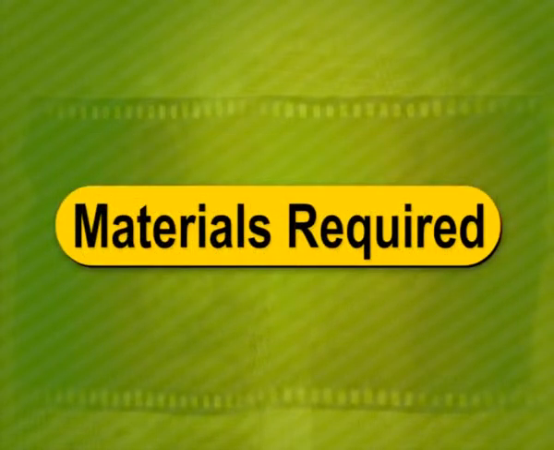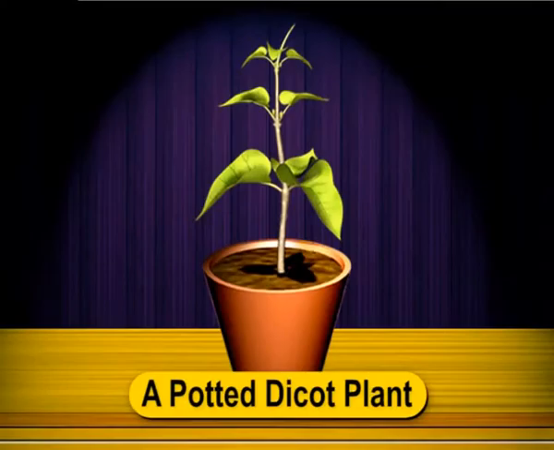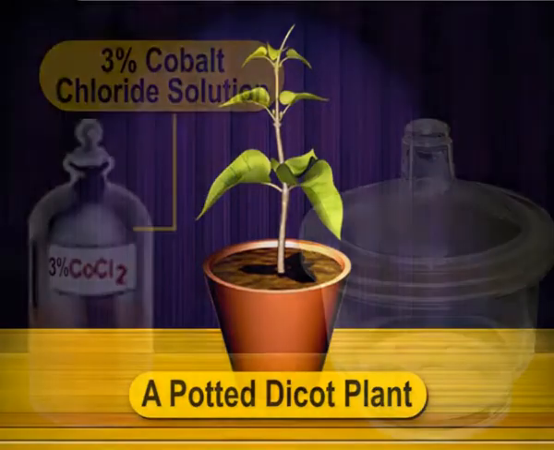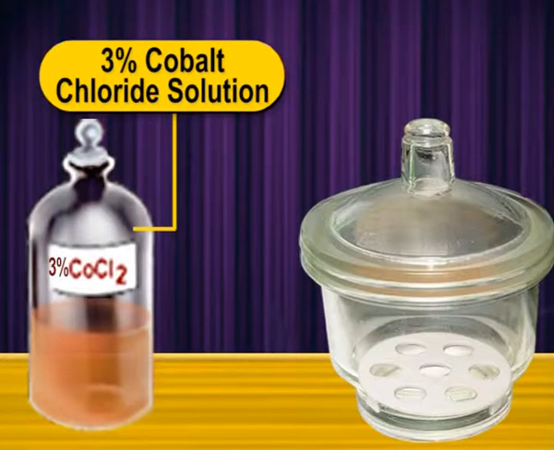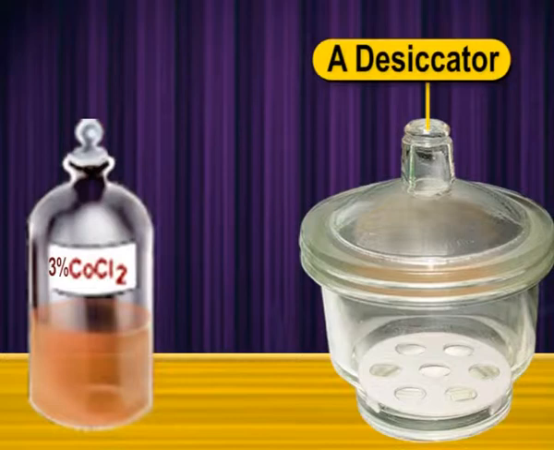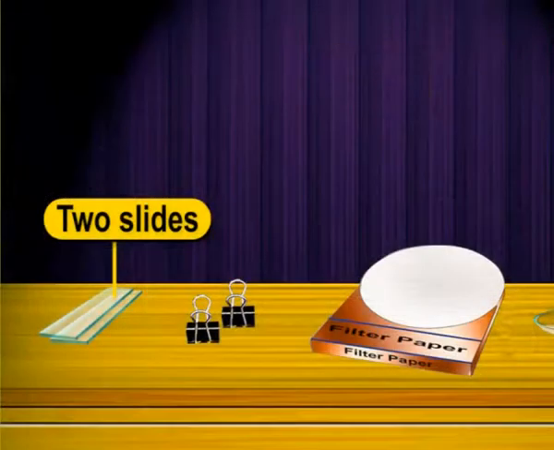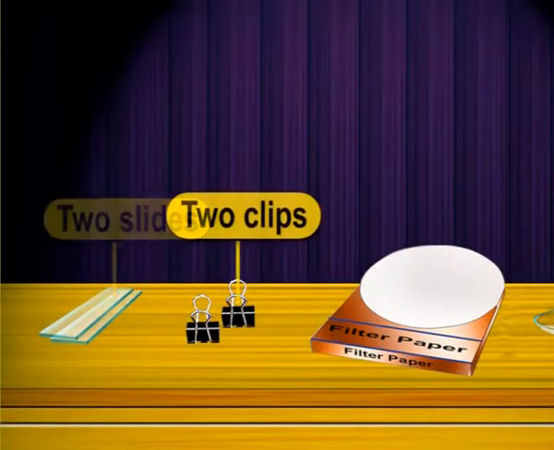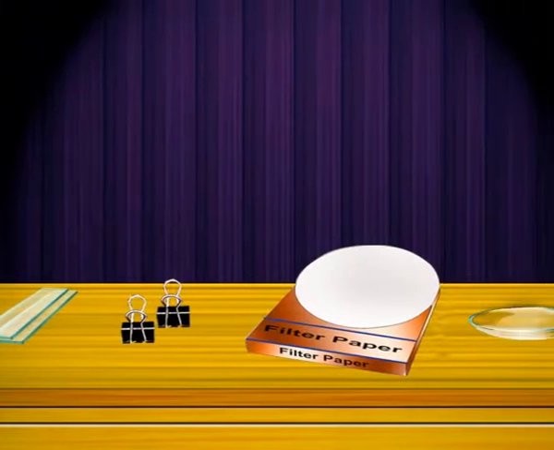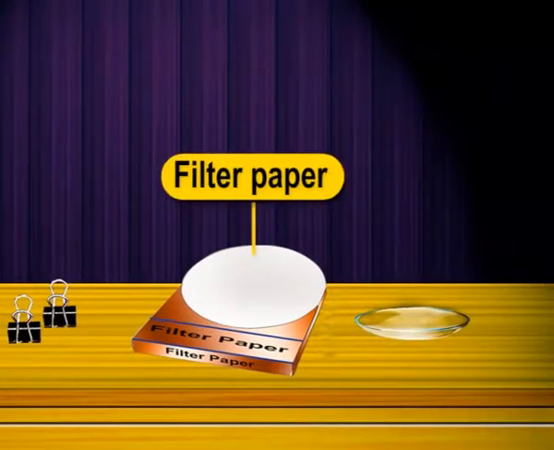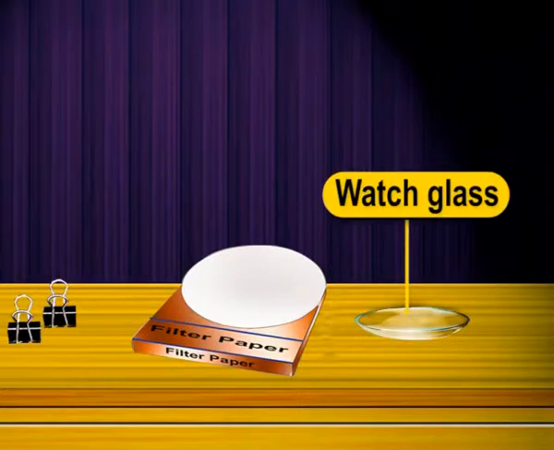Materials required. Materials required for this experiment are a potted dicot plant, 3% cobalt chloride solution, a desiccator, 2 slides, 2 clips, filter paper, watch glass, etc.